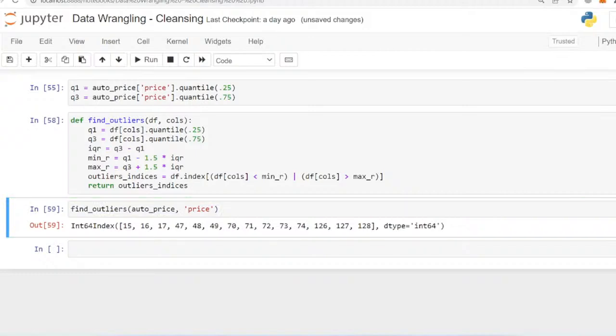Next, I'll be using one more method we have discussed, and what was that? Z score.